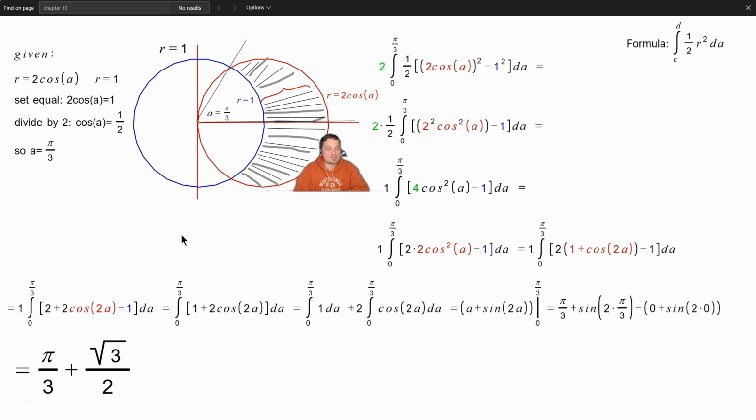And what we're going to do is focus on finding the area between them. So in other words, this area right here. This area where I am located is outside the blue circle, but inside the red circle, right here.